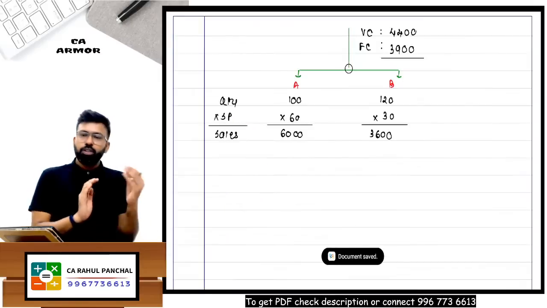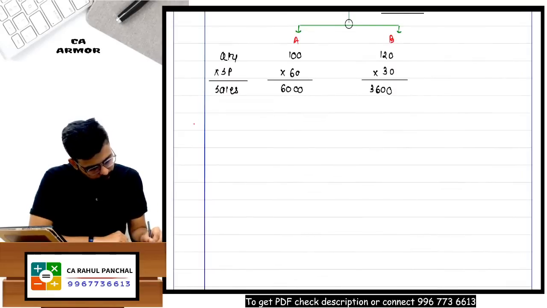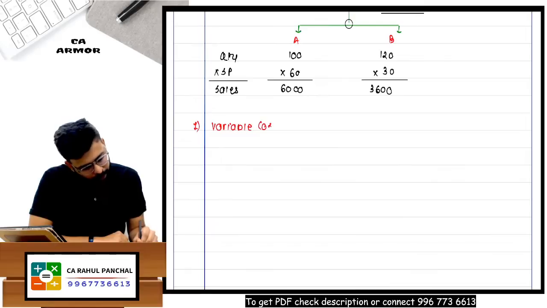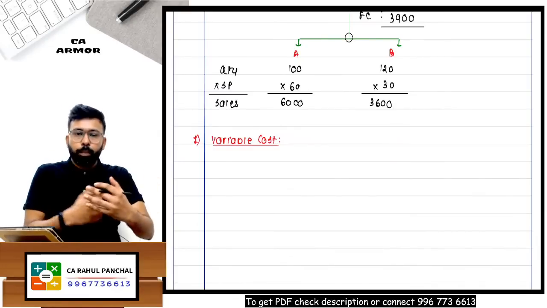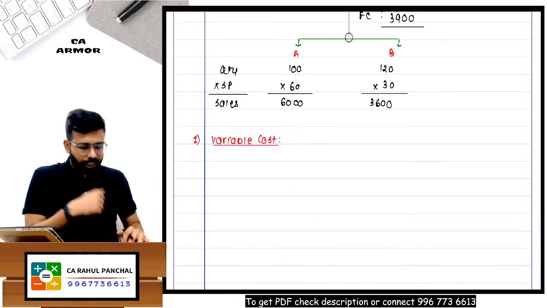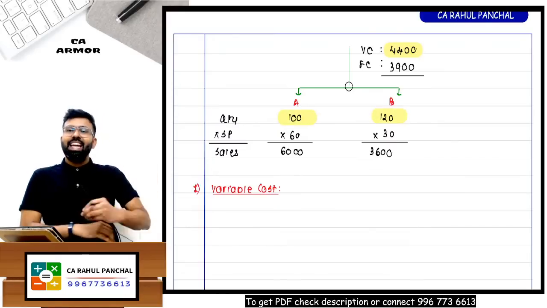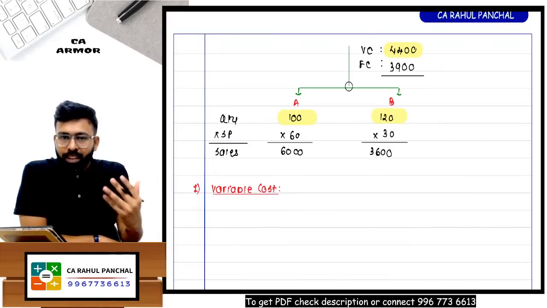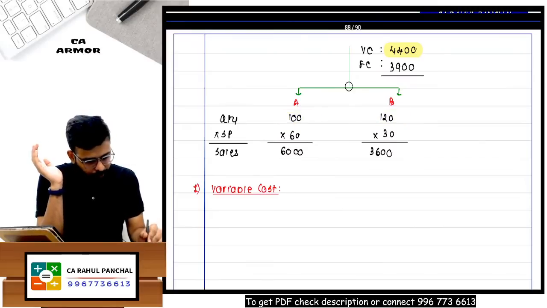So how are we going to do this? Understand the main solution. First of all, I will talk about the variable cost. Variable cost depends upon the number of units. As the number of units increases, your cost will increase. It means this joint cost should be divided between A and B in the ratio of number of units. Then only you will get the joint variable cost of A and B. So let me do this.